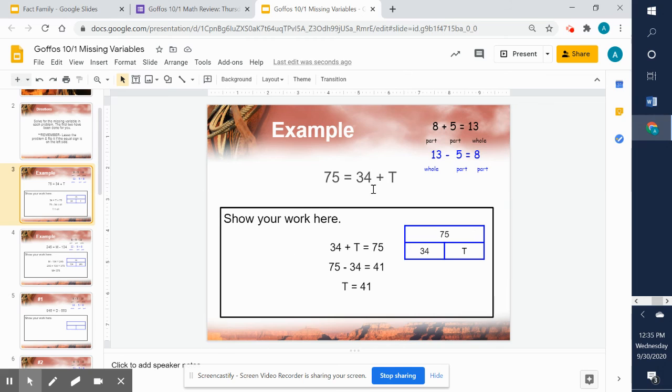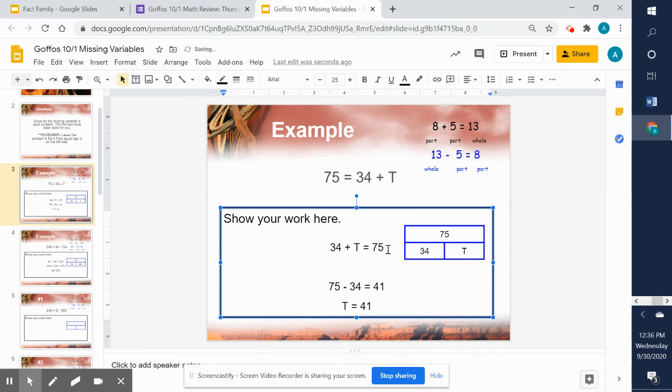So I have 75 equals 34 plus t. So I circled it, I lassoed it, and I rewrote it right here. I then labeled it. I didn't label it on here because it was kind of hard to type, but I did on my paper. And so then I put my numbers and letter in the box. I knew I had to subtract and found that t equals 41.